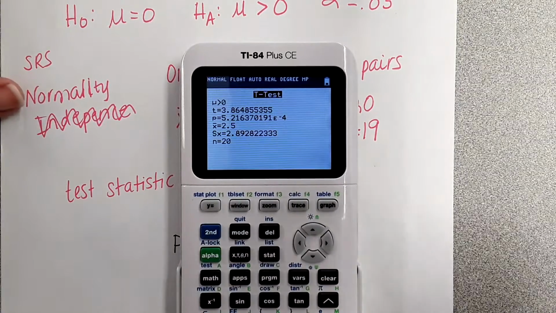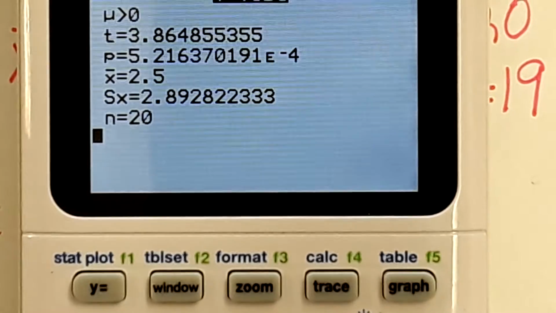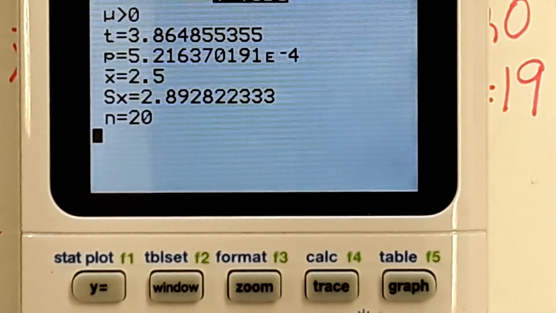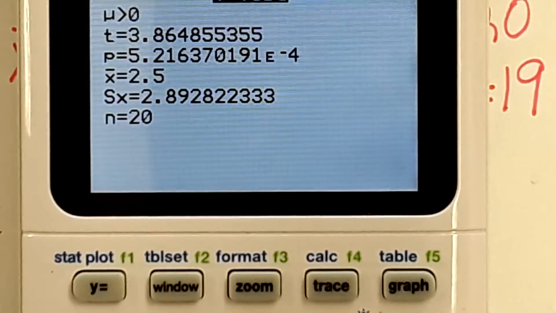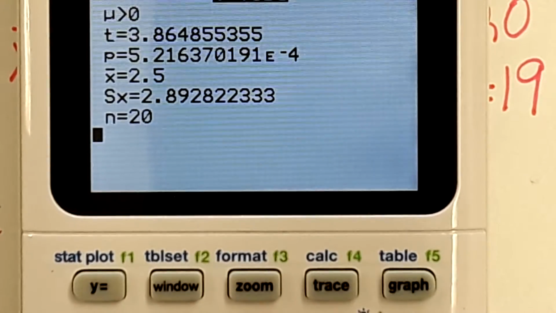So again, you guys, remember what I told you. If your p-value has e to a negative number, you have that many zeros, less 1, and that's your p-value. Please don't ever write your p-value as 5.2. You will lose a point for that.